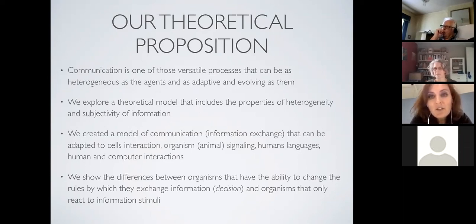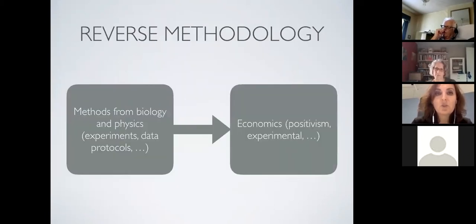I created basically a model of communication or of information exchange where we can adapt it either to cells interaction, to organisms or animal signaling, to human languages, and to human and computer interactions. And what I was looking for in this particular model was to see whether there are any differences between the organisms or the cells that have the ability to change the rules by which they exchange the information. So they have some sort of a, let's say, proxy decision rule by which they act and behave, versus the organisms that only react to information stimuli, right?